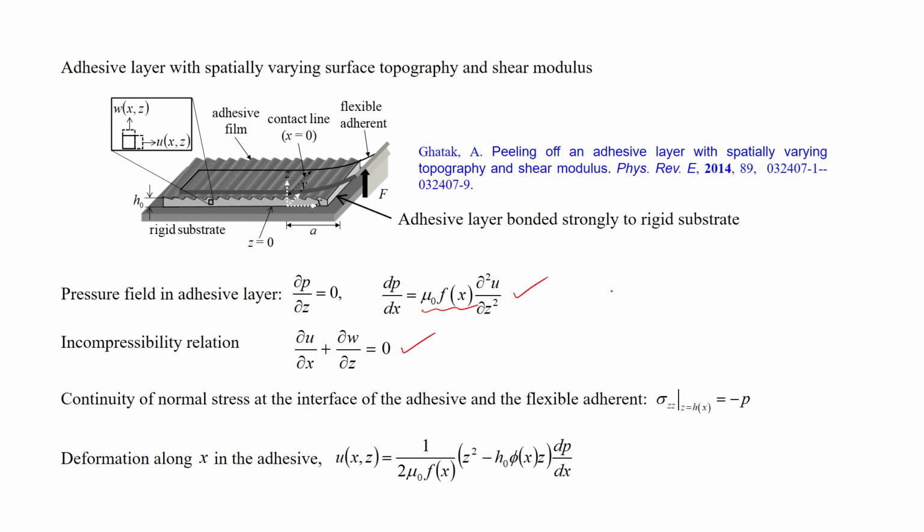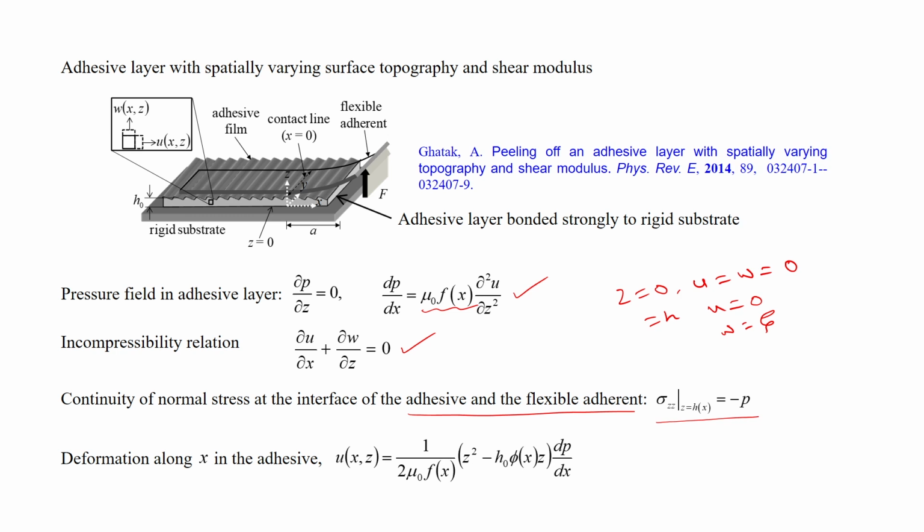The boundary conditions are: at z equal to 0, u is equal to w is equal to 0, and at z equal to h, u also is equal to 0. We will consider the no-slip boundary condition. Then w will be equal to some quantity zeta, and the continuity of normal stress at the interface of the adhesive and the flexible adherent has to be considered. So, this is basically this quantity.